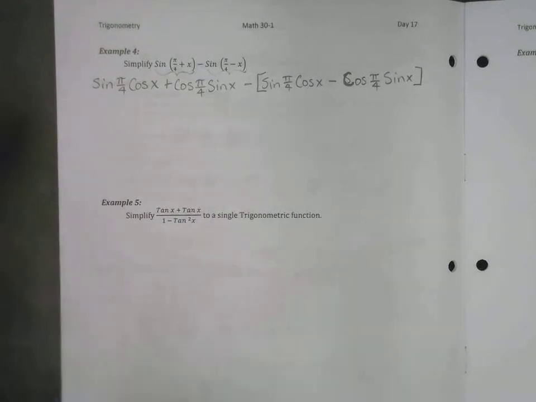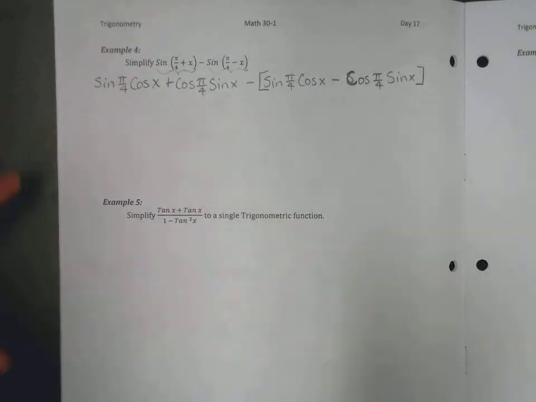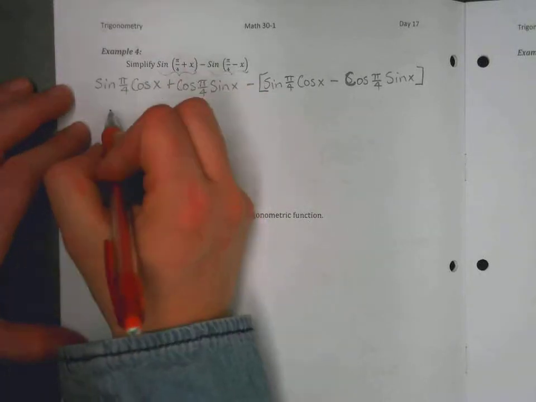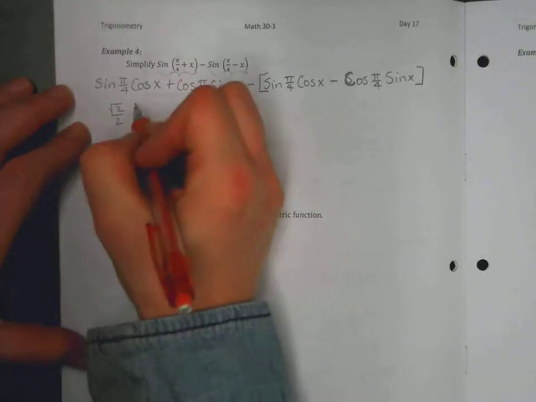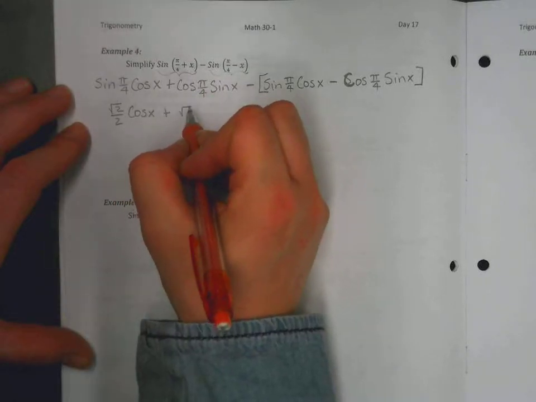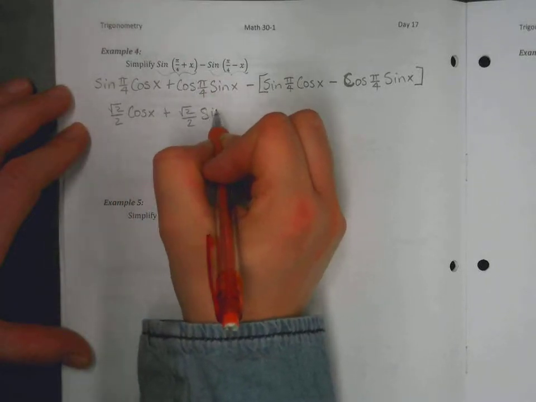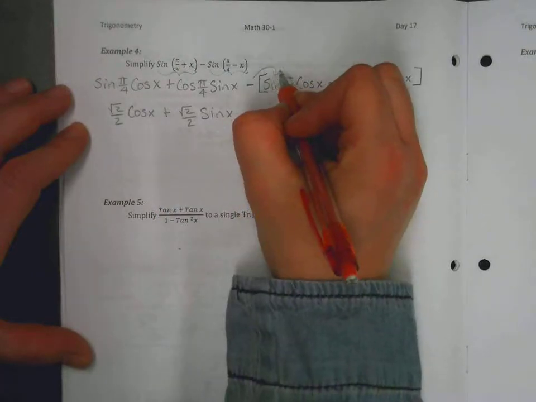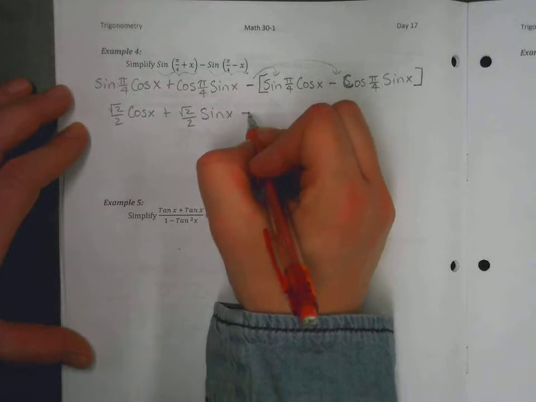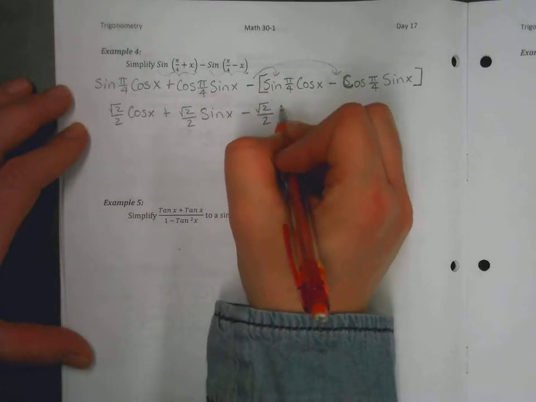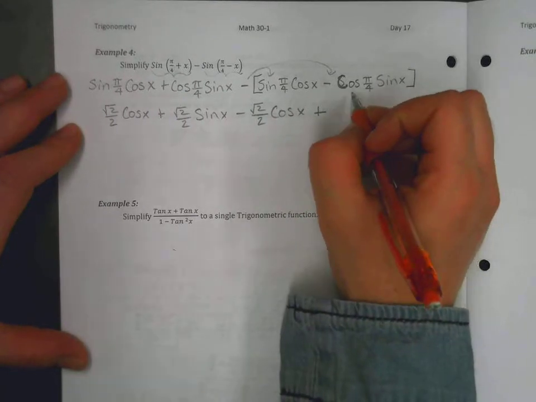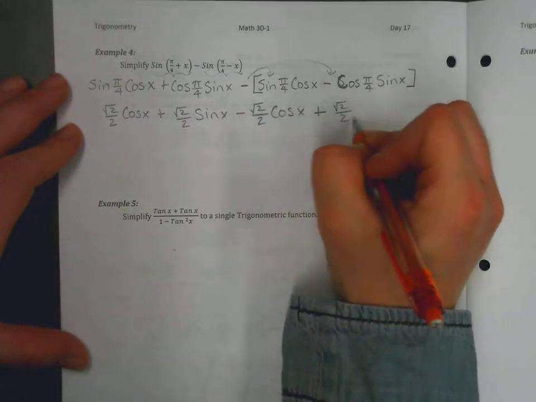Okay, so now we're going to start to evaluate and just clean everything up. I can look this ratio up on my unit circle, which is root 2 over 2. So I have root 2 over 2 times cos of x. Here I have root 2 over 2 times sine of x. I'm going to run this negative through my brackets. Sine of pi over 4 is root 2 over 2 cos of x. A negative times a negative is going to become a positive, and this is going to be root 2 over 2.